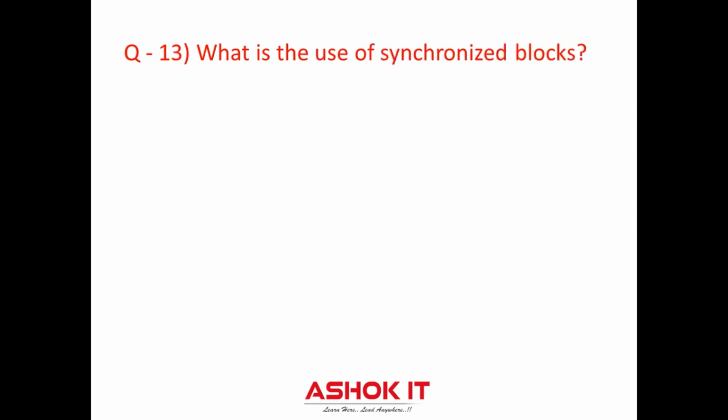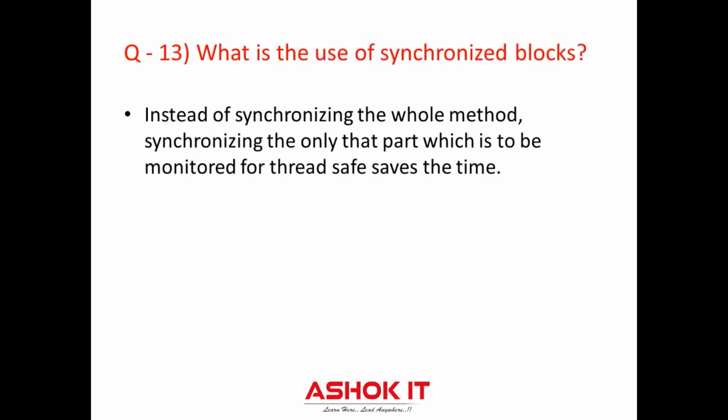Question number 13. What is the use of a synchronized block? Synchronization slows down the application because at any given time, only one thread can enter into a synchronized method. Other threads have to wait until the first thread finishes its execution of that method. This slows down the execution of the whole application. Instead of synchronizing the whole method, we can synchronize only the part that needs to be monitored, which saves time. This can be done by using a synchronized block.